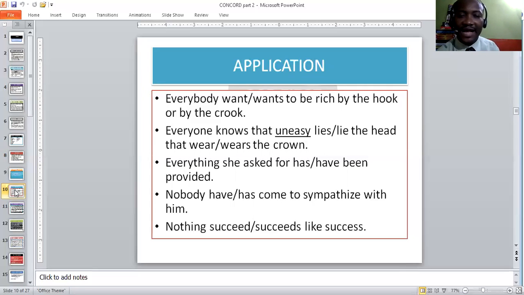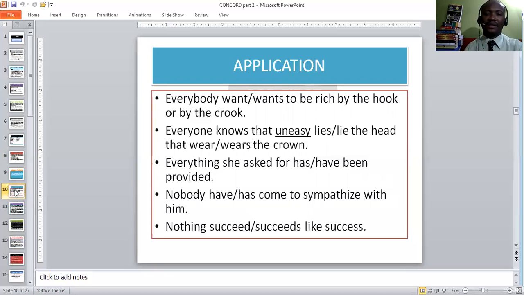Everyone knows that uneasy lies or lie the head that wears or wear the crown. Everyone knows, singular. Now look at uneasy here, lies. Though we are talking about everything, everybody, everyone, see uneasy here: uneasy lies, singular, follows a singular verb because we are applying it now. The head wears, singular, the crown. Everything she asked for has or have been provided? Everything has. One out of each thing she has asked will be used separately to denote the singularity of the verb that we're going to use there.